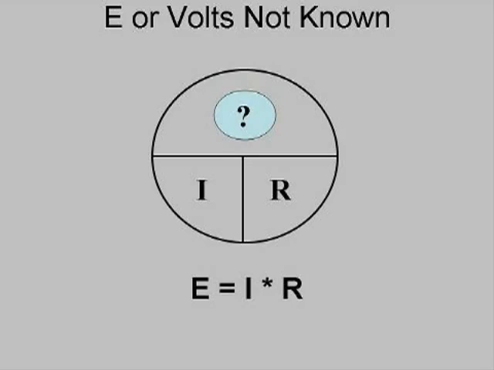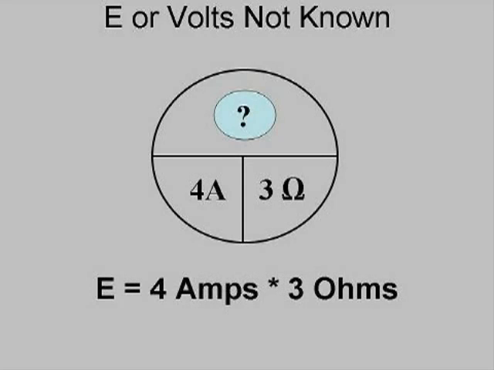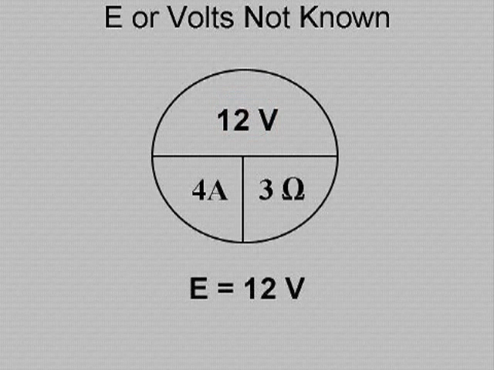By knowing two values, we can calculate the unknown value. By covering up the unknown value, we've created a multiplication, I times R. So let's say we have 4 amps and 3 ohms. The answer would be 12 volts. 4 times 3 is 12.